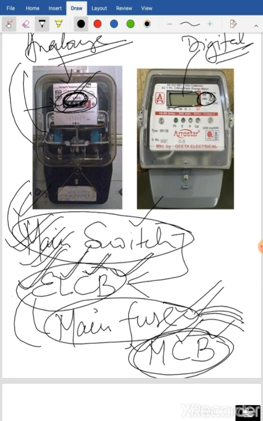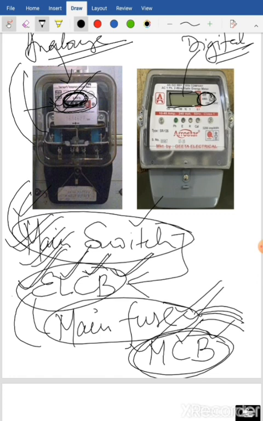All right, so this is it for today. Before I wind up, I'll give you some assignments for the day. Assignment number 1 I've already mentioned within the video. Assignment number 2 is: why is electric power generated at 11 kilovolt and not below 11 kilovolt or above 11 kilovolt? Number 3 is: give or write some examples of heavy industries and light industries.